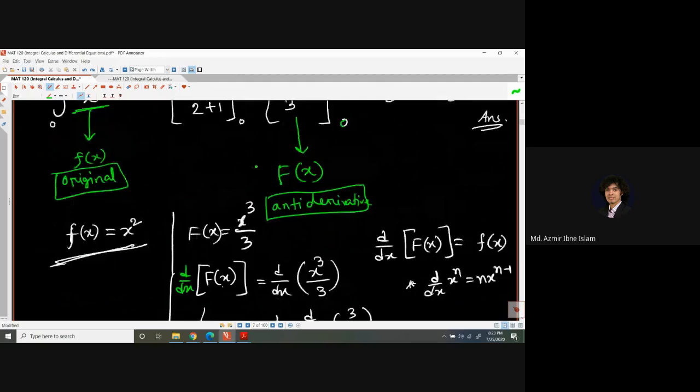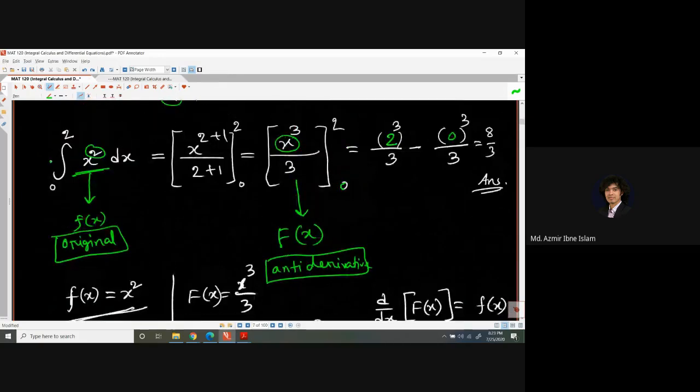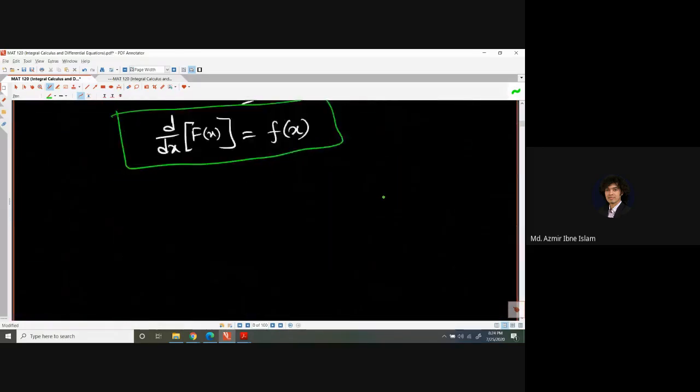Now let's have a look at the geometrical concept. We have integrated this function x squared from x equal to 0 to x equal to 2, and finally we have found 8 over 3. 8 over 3 has the numerical value, nearly 2.67. So that is a real number. Now we are going to discuss the geometrical concept. Geometrical significance.